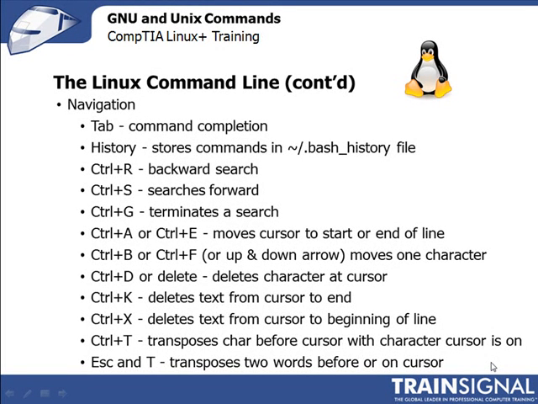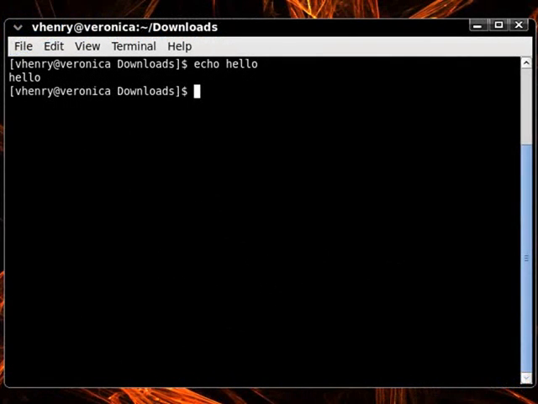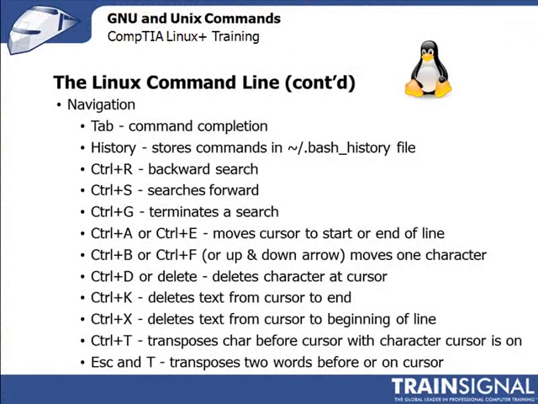Let's switch back to our terminal window for a moment. Let's hit the up arrow key a few times. We'll see that it brings up all the commands that we've typed. And if you'd like to execute the same command, all you have to do is hit Enter. Moving on, Ctrl+R allows you to do a backward search, while Ctrl+S searches forward. Ctrl+G terminates the search.